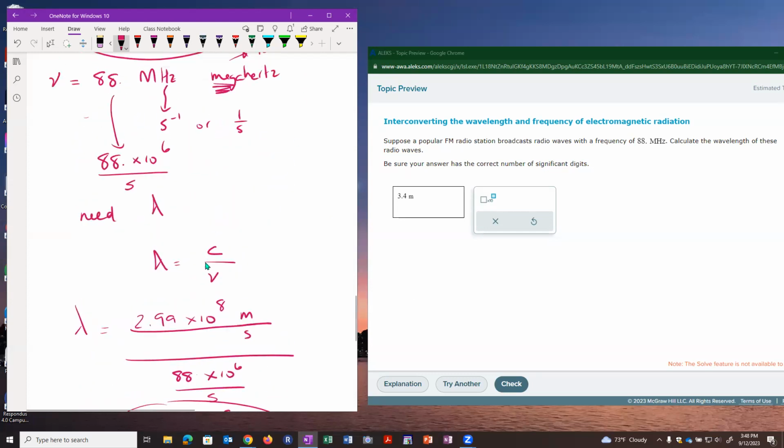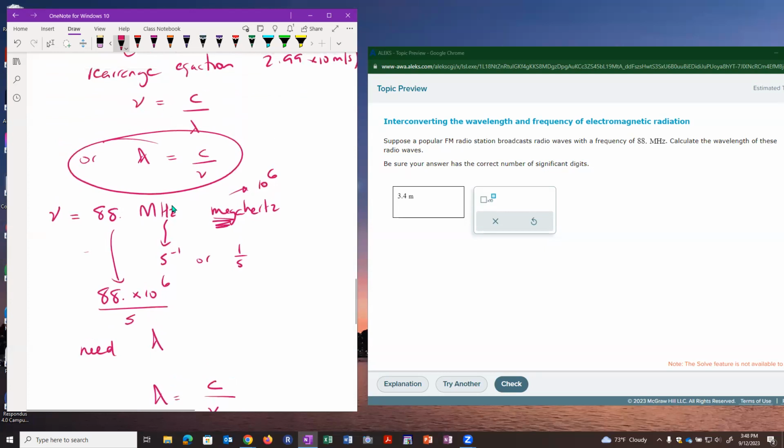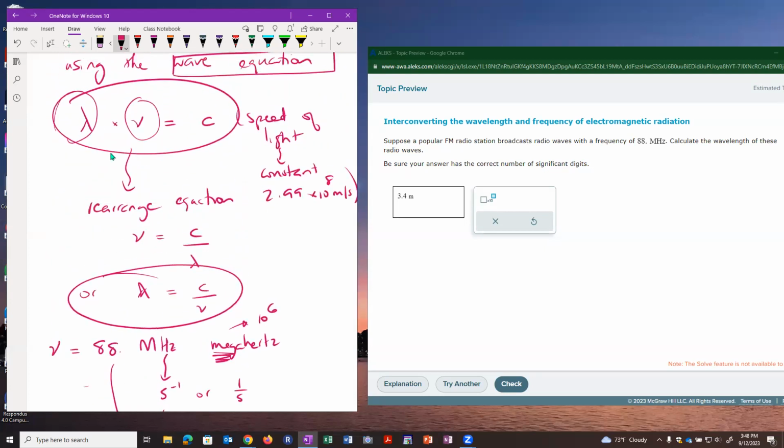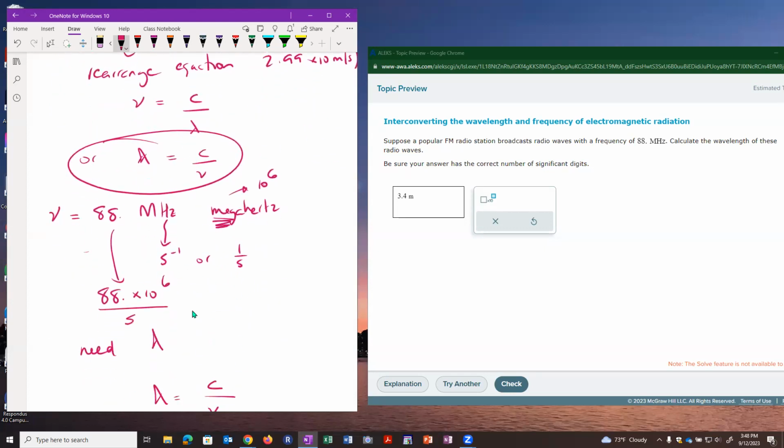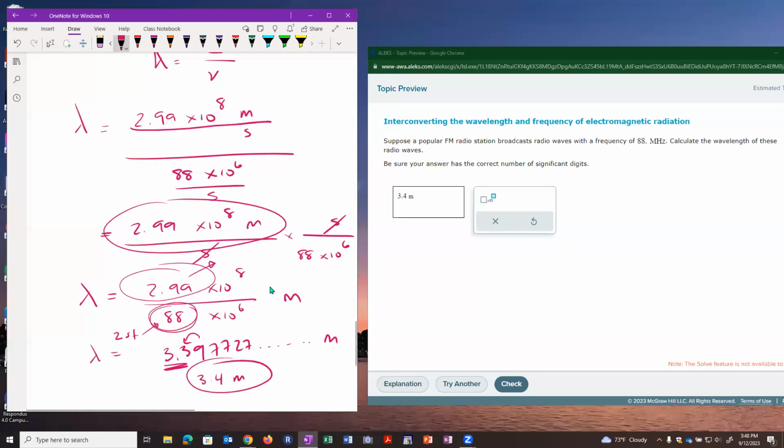So we can use the equation c equals lambda times nu to solve for any of these unknowns if we're given the other quantities. The one thing you want to be careful with is to make sure that you keep track of the units, because you want to ensure that you're using the correct units so that they cancel out when you set it up, and you do end up with a unit that's required in the problem.